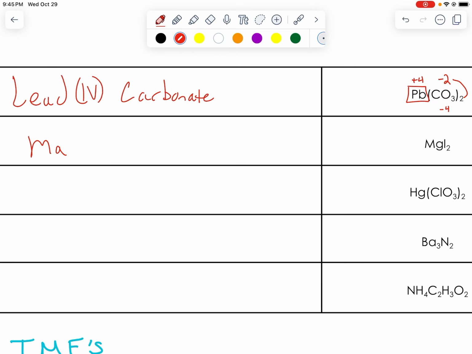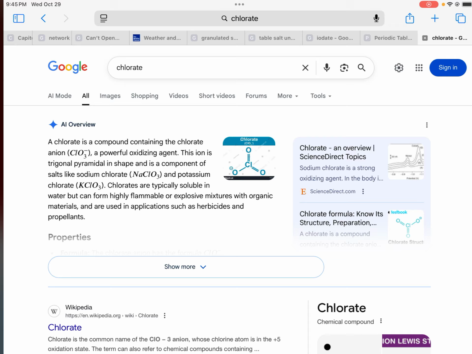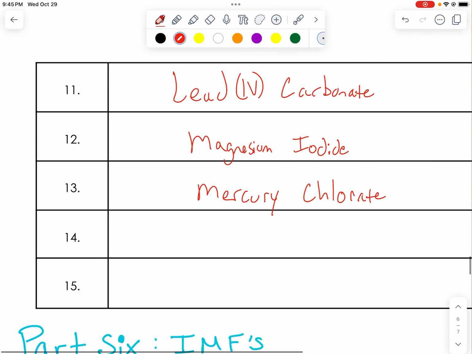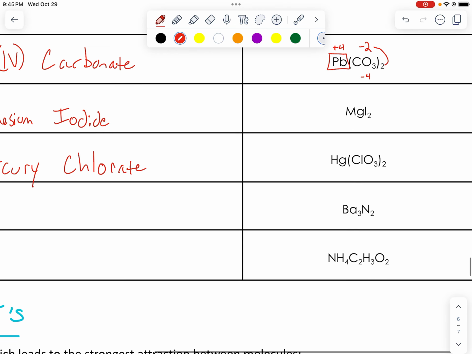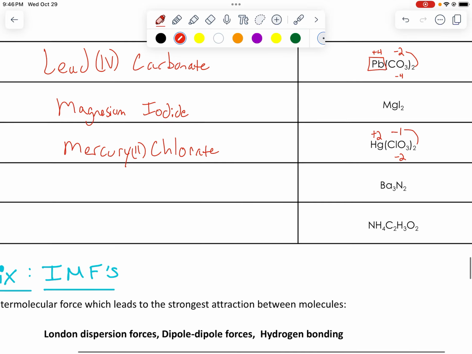Mg is magnesium. Iodine is I, but we call it iodide. Hg is mercury. And then ClO3 is chlorate. Right? Didn't we just look that one up? Yeah. And I'm pretty sure mercury needs a Roman numeral. So chlorate's a -1 charge. There's 2 of them, which means the overall negative charge is -2, which means the one mercury has to have a +2 charge. This is mercury 2 chlorate.